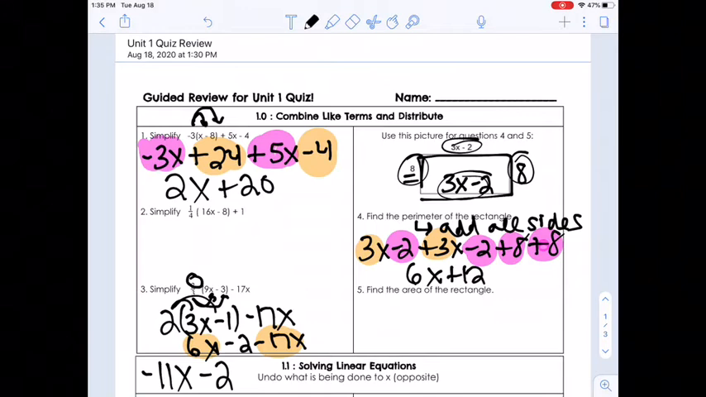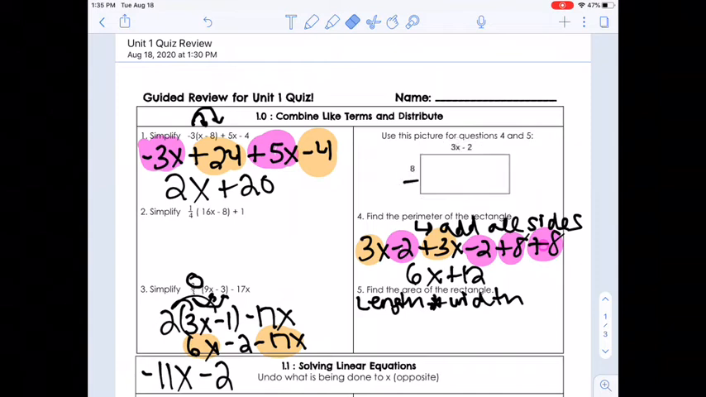And the last one, number 5, find the area. Area is length times width. So we're going to look at this rectangular picture and identify what's our length and our width. It doesn't really matter. We can say this is our length, this is our width, and we need to multiply those together. So 8 times 3x minus 2.